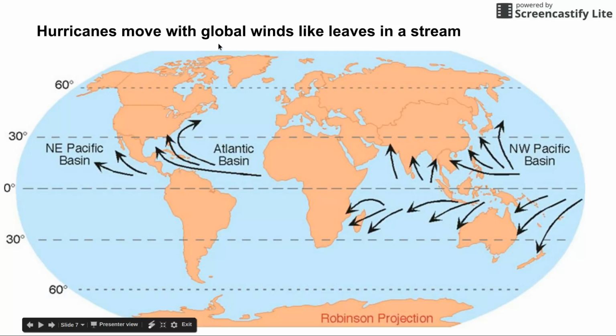Hurricanes move with the wind like leaves float down a stream wherever the current is going. So if you got a hurricane and you want to figure out where it's going to go, you just got to figure out where the wind is blowing. Hurricanes do not drive themselves. They just float along with the atmosphere.